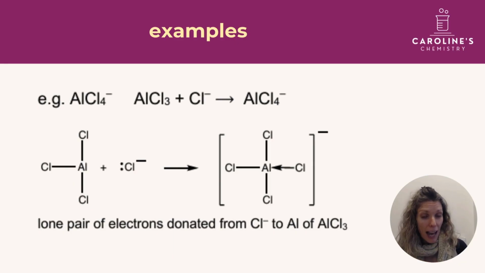When we explain that, we say the lone pair of the electrons is donated from the chloride ion to the aluminium of the aluminium chloride. So again, we don't say to the aluminium, and we don't say to the aluminium chloride. We say to the aluminium atom in the aluminium chloride.